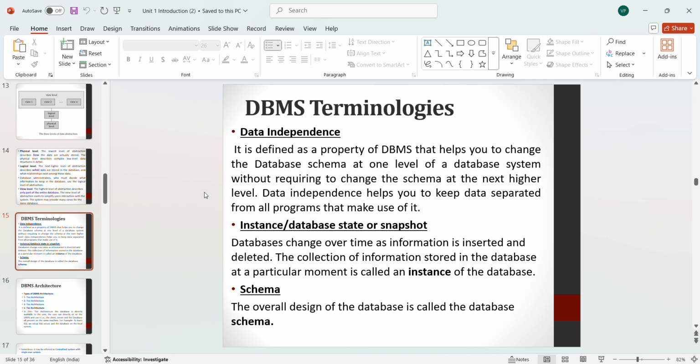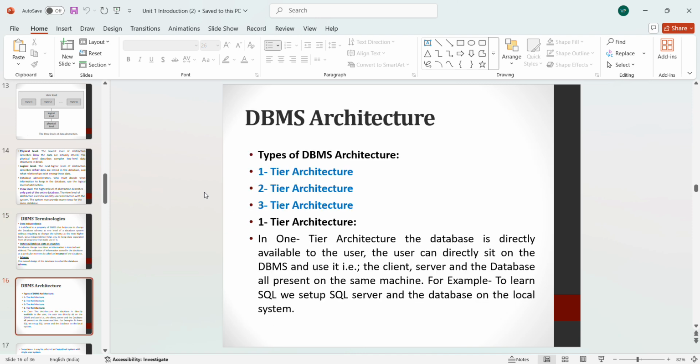These are the various database management system terminologies. Data independence is defined as a property of DBMS that helps you to change the database schema at one level of a database system without requiring a change to the schema at the next higher level. Instance: databases change over time as information is inserted and deleted. The collection of information stored in the database at a particular moment is called an instance of the database. Third is the schema. The overall design of the database is called the database schema.